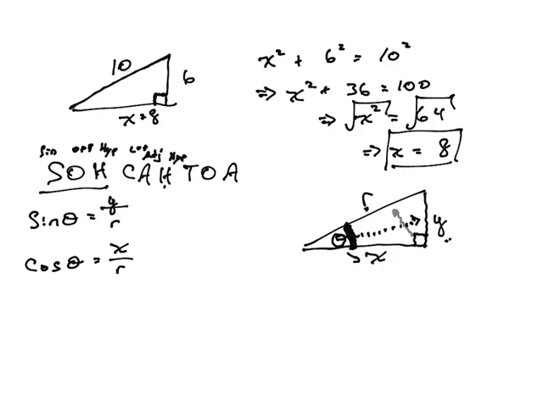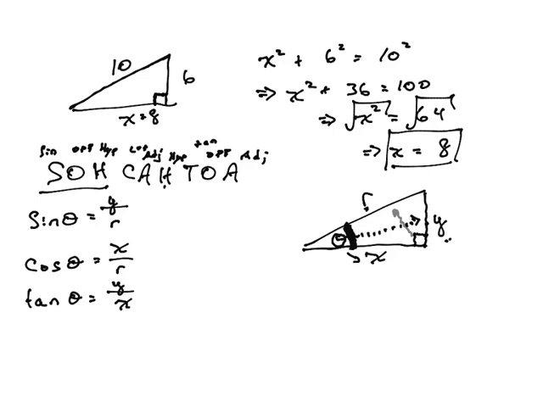And then lastly, TOA says the tangent of the angle theta is the side opposite, which for this angle theta, the opposite side is my y, divided by the adjacent, which for that angle is x. So that's what SOHCAHTOA tells me. Sine is opposite over hypotenuse, cosine is adjacent over hypotenuse, and tangent is opposite over adjacent.